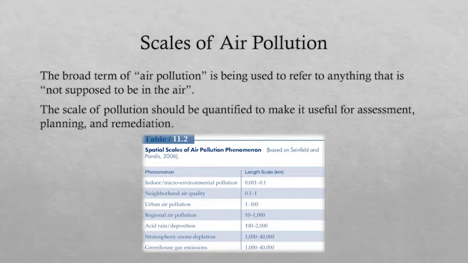These scales of air pollution give you an idea of who should be concerned regarding air pollution. Let's say for example, for greenhouse gas emissions, all of us should be concerned because it spans a very large area. It's not just localized to one area such as for urban air pollution. So for smaller scales, the effects are usually localized to places, while for larger scales, the effects and impacts can be felt by many people.